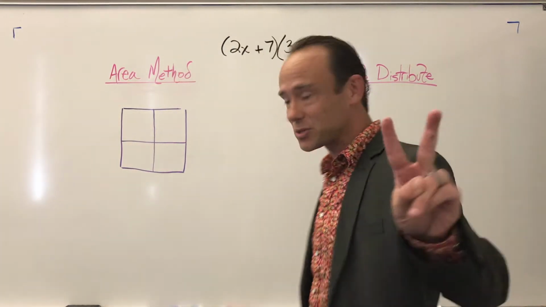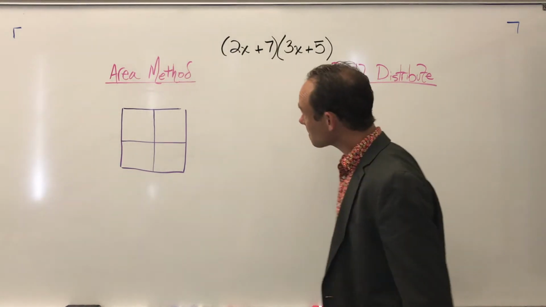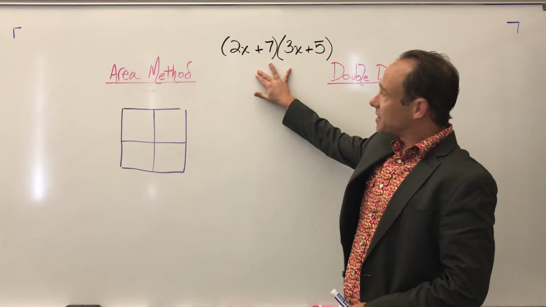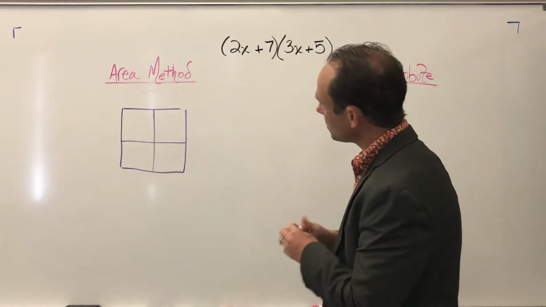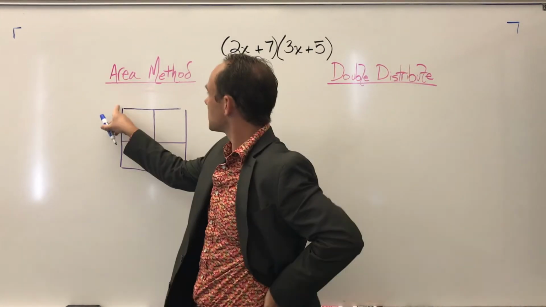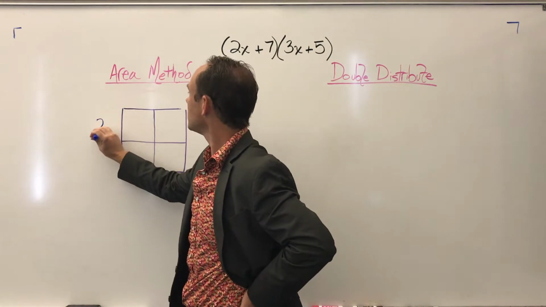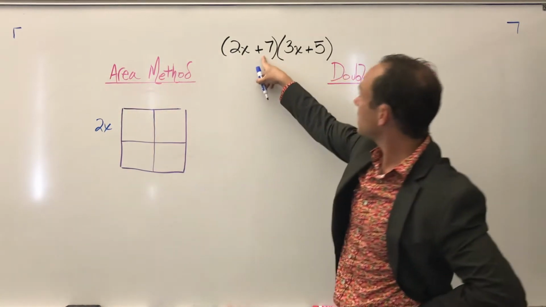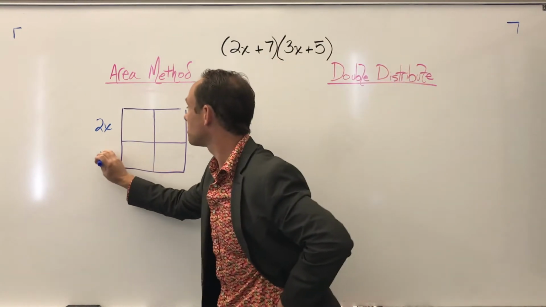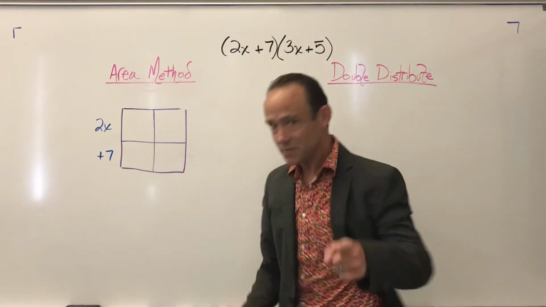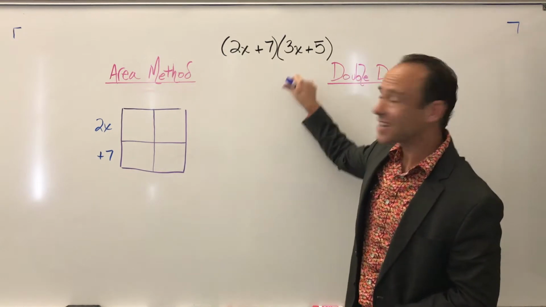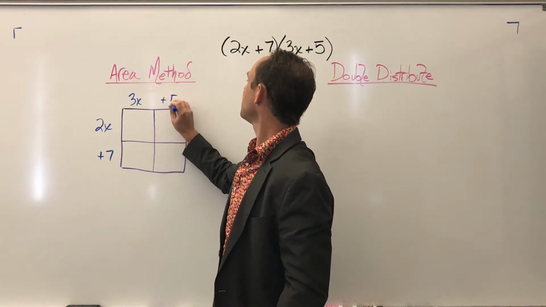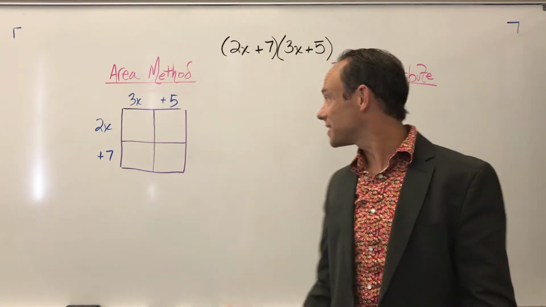I'm feeling pretty good. We'll do two problems here today. Let's start with the area method. So we're gonna multiply this. We're gonna model it as a rectangle. So we'll make this dimension here 2x. I put it here, I could have put it there. Now we have a plus 7, so I'm going to put the positive 7. Let's take that other term. Let's go 3x plus 5.